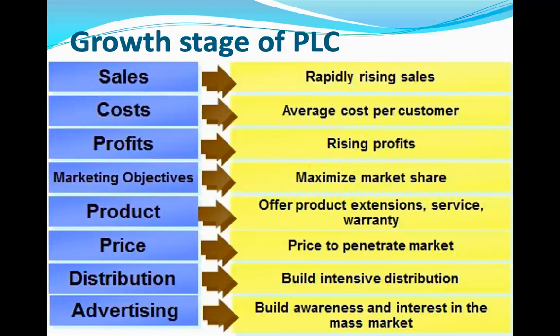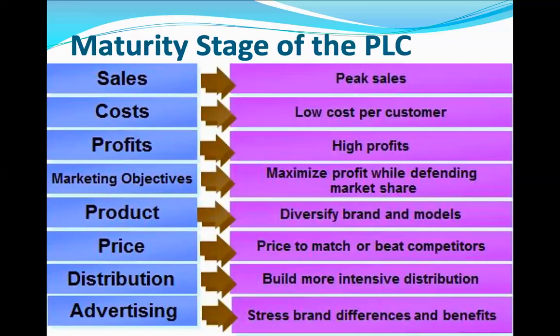What should be the distribution strategy or place strategy? Build intensive distribution. Much earlier, we said you should use selective, but at this stage, you have to build intensive distribution. Okay, what should happen to promotion or advertising? Build awareness and interest in the mass market. So that's what marketers must be doing at this stage.